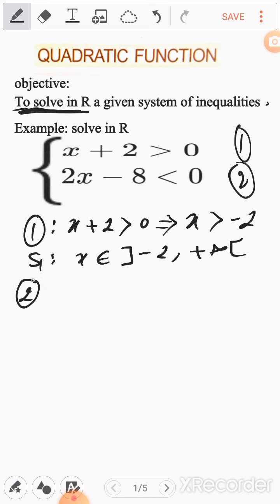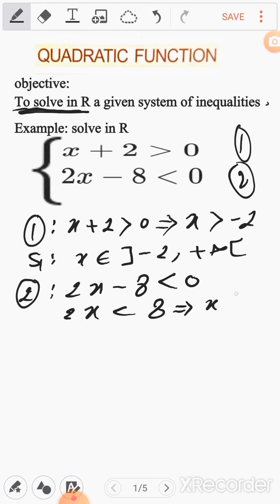Now let us solve the second inequality. The second inequality is 2x minus 8 is less than 0. Then 2x is less than 8. Then x is less than 8 over 2, which is 4. x less than 4 is the solution of the second inequality. This means that S2 is x belongs to (minus infinity, 4).